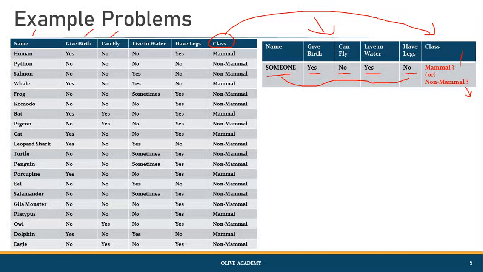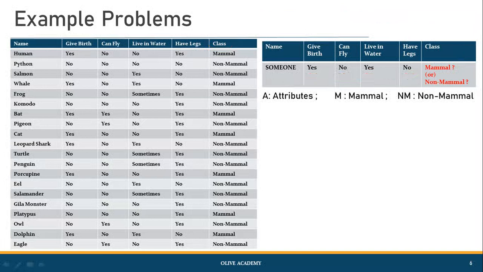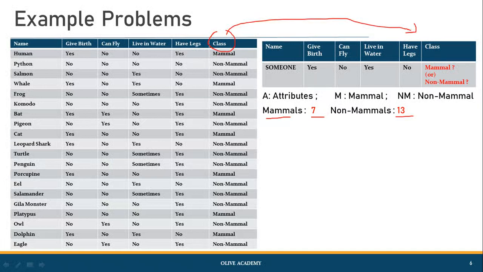The first step is to identify the number of mammals and the number of non-mammals, which is nothing but the class labels. As a first step, just identify the number of class labels and count them. In this given example, we have two class labels, mammal and non-mammal. So we need to count the number of mammals, which is 7, and the number of non-mammals, which is just 13, right? This is the first step.